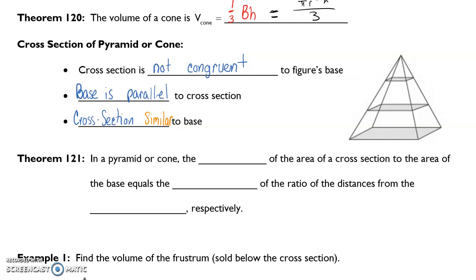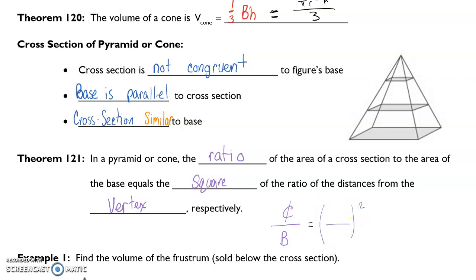So they share all the similar properties of the two-dimensional figures we studied earlier in the semester. Theorem 121 says that in a pyramid or a cone, the ratio of the area of the cross-section to the area of the base, remember, area of a cross-section is this symbol here and area of the base is capital B, is going to be equal to the square of the ratios of the distances from the vertex. So we're going to take another ratio and square it.